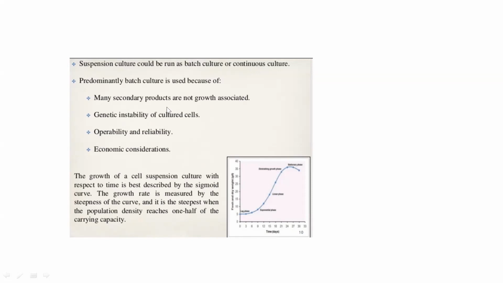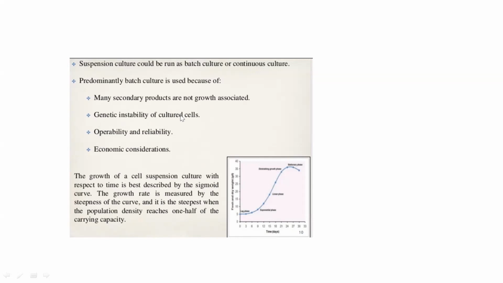Batch culture is used because many secondary products are not growth associated. Most of the secondary products will not be produced during the log phase. Most of them are produced only in the stationary phase. Once the cells cease to grow, the secondary metabolites are produced in larger amounts. That is why we know very well that you have to maintain the cells in the stationary phase. So normally batch culture is used because many secondary products are not growth associated.